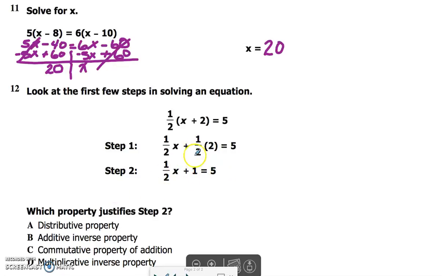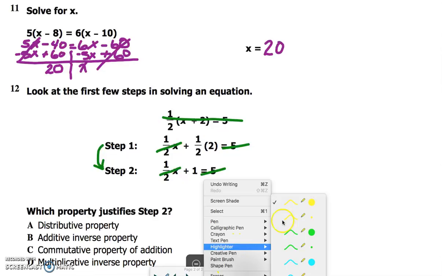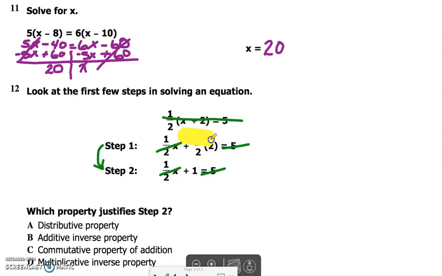Which property justifies step 2? In other words, how did I go from this step to this step? What changed? The 1/2 x and 1/2 x are the same. That's not part of my issue. Equals 5 and equals 5 at the end are the same. Nothing changed there. So I need to focus my attention. Let's use a highlighter here.